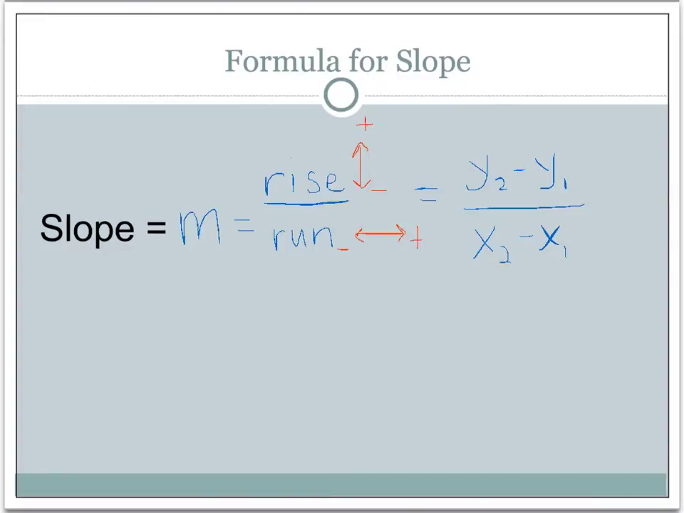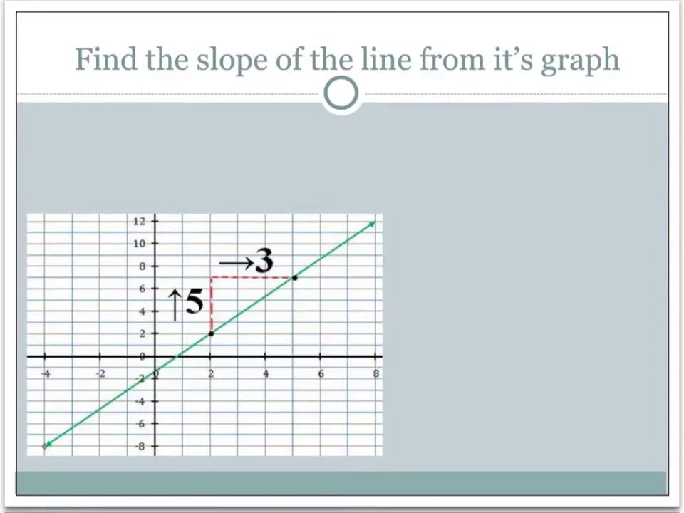So let's go ahead and take a look. So here's a graph, and it asks us to find the slope of the line from its graph. So if you're ever given a graph of a line, just like this green line we would be given on our coordinate plane, we would have to say, okay, well, what is the slope? We know that when we can see the graph, the slope is going to be equal to the rise over the run. We just got done with that part of the formula. And so what I do is I choose some points that are on my graph. So I'm going to choose this point right here, and I'm going to choose this point right here.